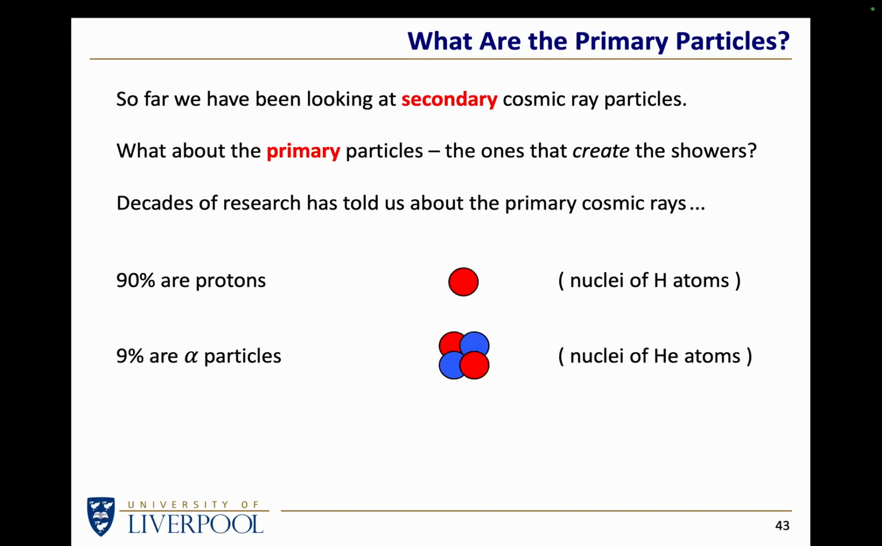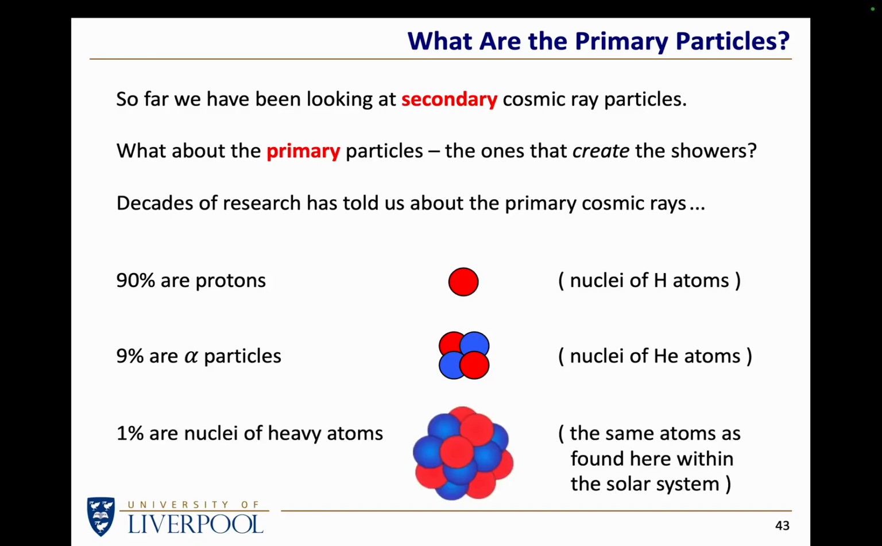A small number of them are alpha particles, which you can also think of, if you wish, as being the nuclei of helium atoms. So about 9% of cosmic rays hitting the atmosphere are alpha particles. And notice that adds up to 99%. The remaining 1% is everything else we can think of. Perhaps a few electrons, perhaps nuclei of heavier atoms. Which atoms? Well, essentially, any atom that we see in the solar system could in principle be a cosmic ray.